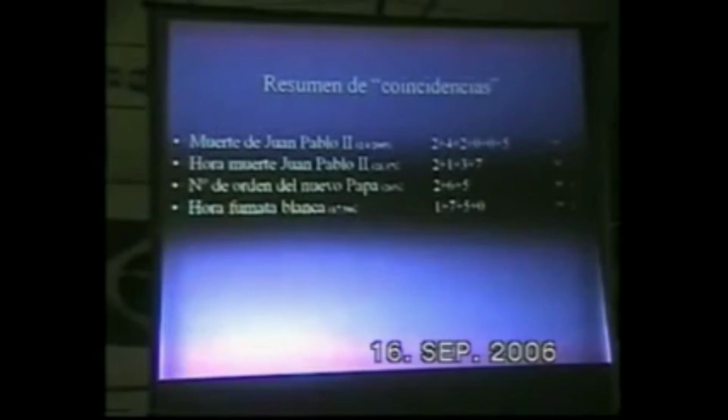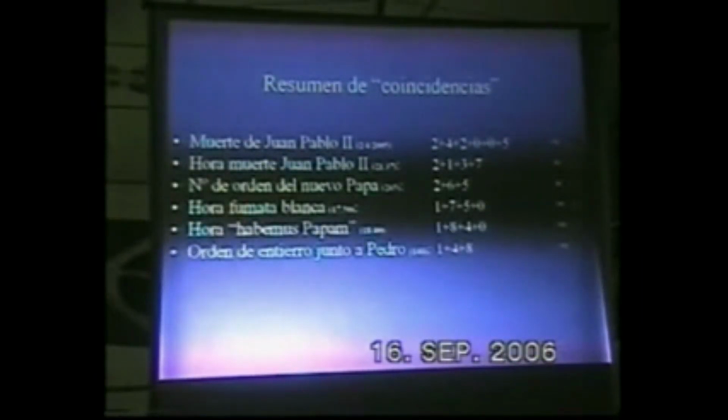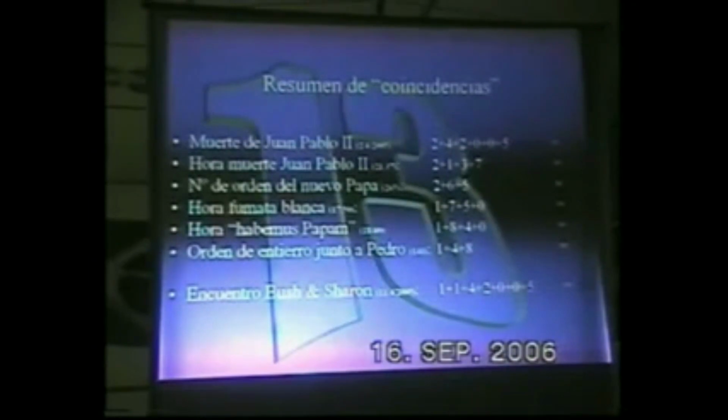We're going to skip this for a moment. A match summary, because they are matches, I guess. Let's look at them. Death of John Paul II, you see. Let's see the following. Time of death of John Paul II. Order number of the new pope, white smoke hour, time of Habemus Papam, burial order next to Peter, and Bush Sharon meeting. I don't know if you've noticed, in the first 6 points, they are all precisely related to the Vatican, right? The other, we don't know yet, or it seems not. It seems to be a meeting between the United States and Israel with their main diplomats, right? Six 13s appear at the beginning, and another one here, which coincides with the same dates, more or less, right?